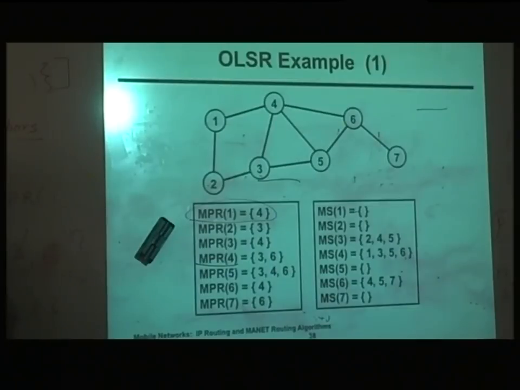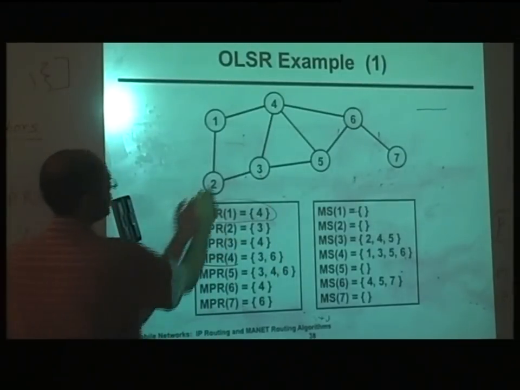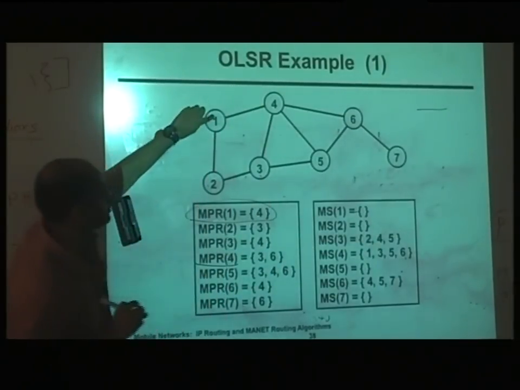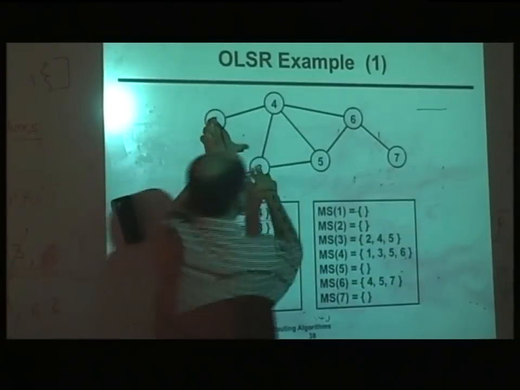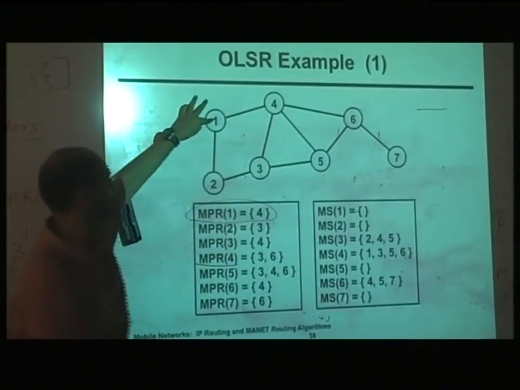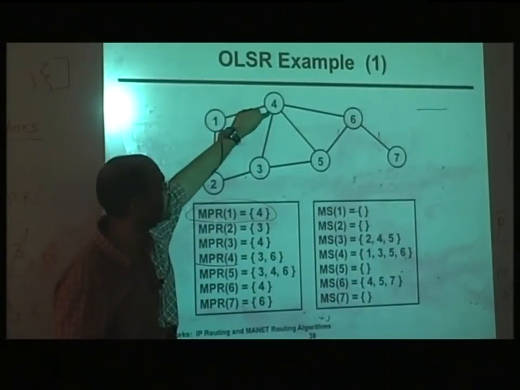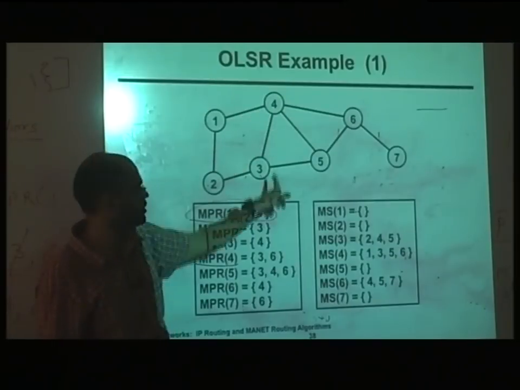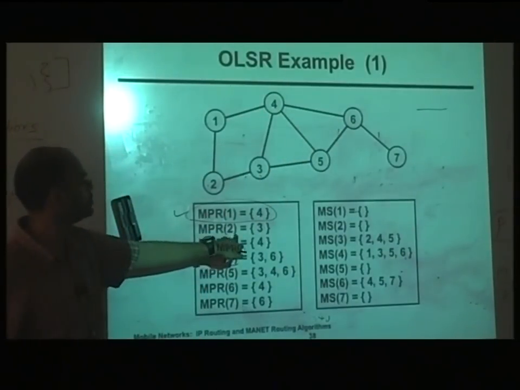Sir, if it is connected to 4, the second hop nodes are 3, 5 and 6. Right? So who are the second hop for 1? 3, 5 and 6. And it selected 4. So is it covering 3, 5 and 6? Yes, 3, 5 and 6. So this is fine.